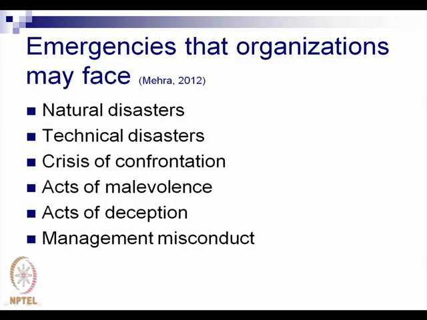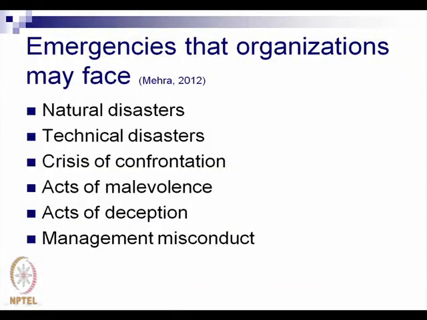We could have technical disasters, we could have systems falling apart, we could have crises of confrontation where the employees go against the organization. We could have acts of malevolence, where people try to create problems or sabotage the working of an organization. We could have acts of deception against the organization or from within an organization, and we could have management misconduct, which could include frauds and financial irregularities, etc. So there are lots of examples that one can find about each of these.